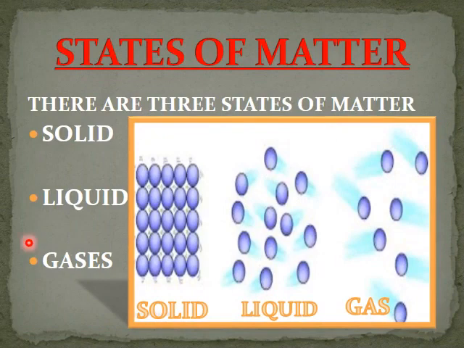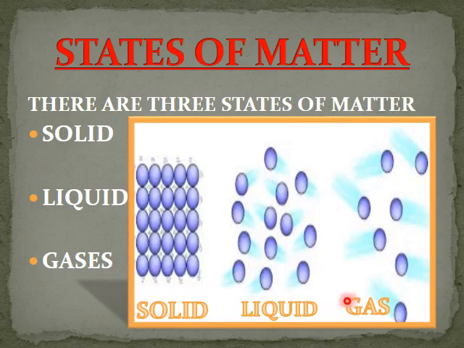Yes, my dear students, here are different states of matter. There are three states of matter. You can see here clearly solid, liquid and gases. So matter can be found in three forms of states. The state of matter depends on the arrangement of its particles and also on the amount of space between them.